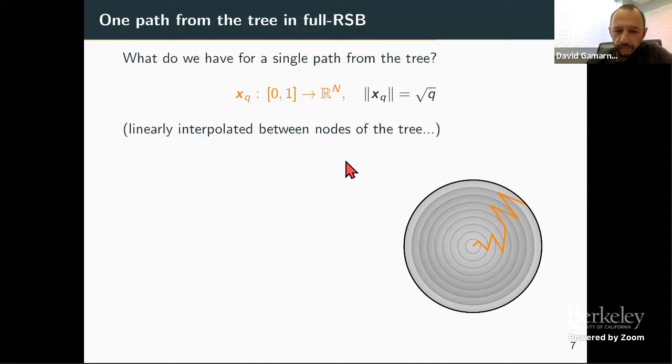Okay, so now I want to look at one path from this tree. It will inherit the same properties we just saw, but I want to make it explicit. Technically it's discrete, so I'm going to interpolate it linearly between the points. The number of segments on this path will go to infinity as n goes to infinity in the full RSB case. And I interpolate it so that at time q, the radius is square root q.